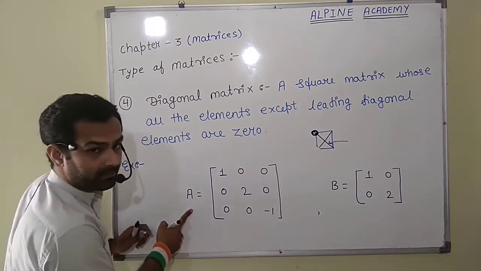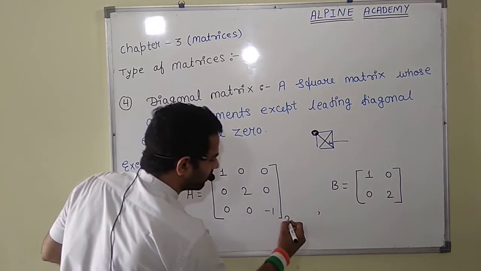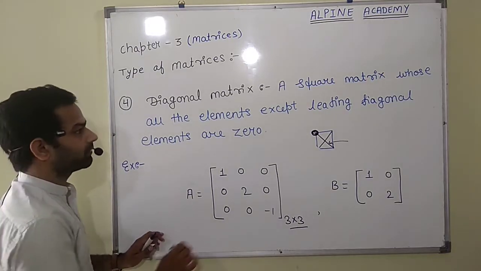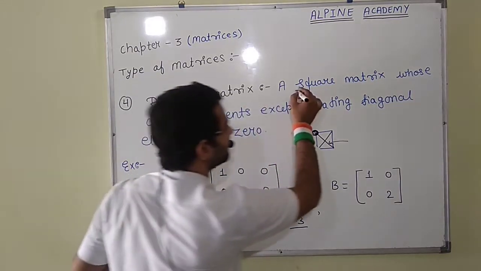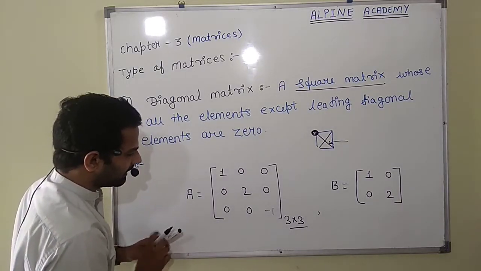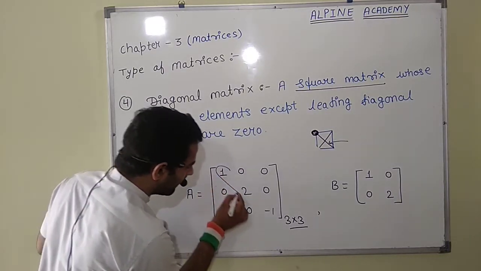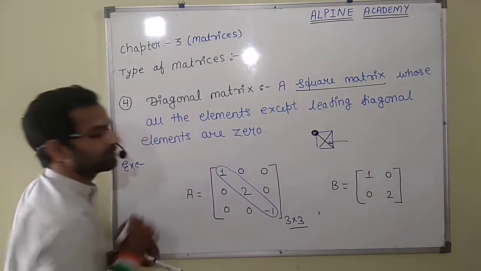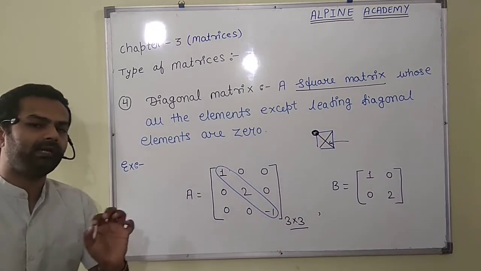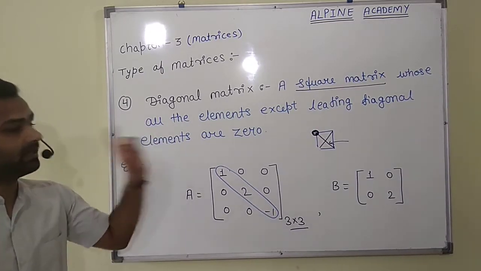So in this example you can see that we have a 3 cross 3 matrix. This is a square matrix of order 3. Okay. So the first condition to be a diagonal matrix is to be a square matrix. So this is our square matrix. And in this matrix you can see that except these diagonal elements, all the elements are zero. It means A is a diagonal matrix. And a diagonal matrix is always a square matrix.